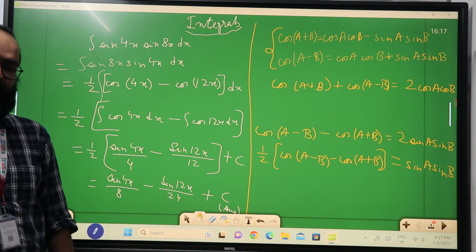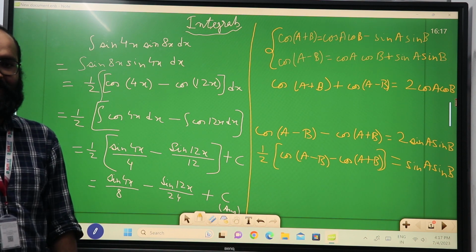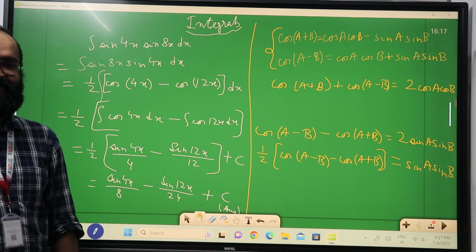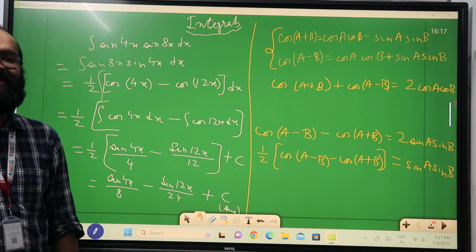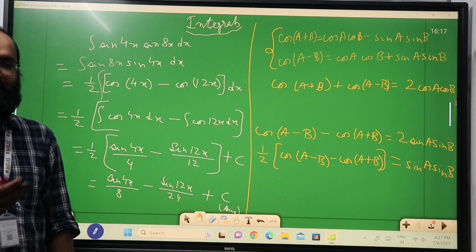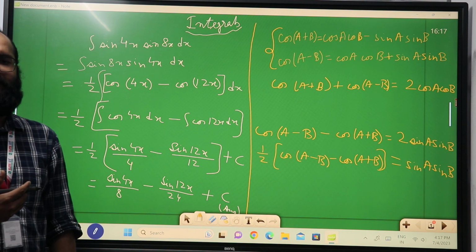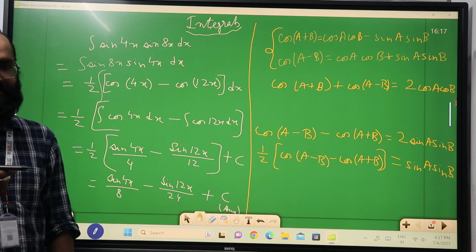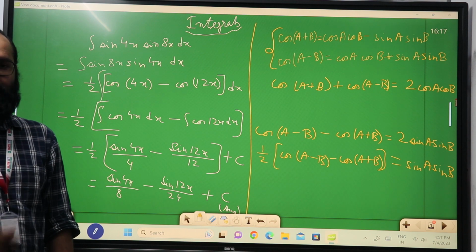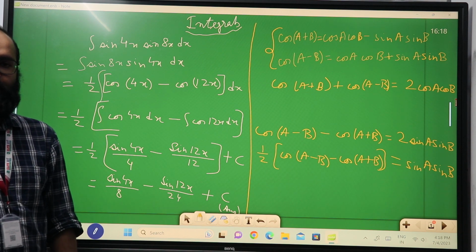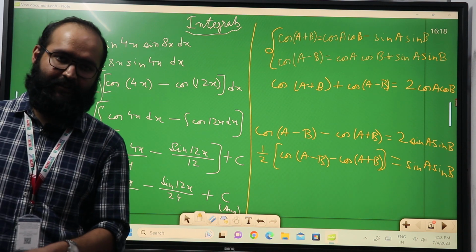Why are we writing plus C? I explained you so many times. Harshita? Plus C. Why? Plus constant. Yes, plus C is a constant. Plus C is constant of integration. Why do we write plus C? Because what is integration? Opposite of differentiation, isn't it?